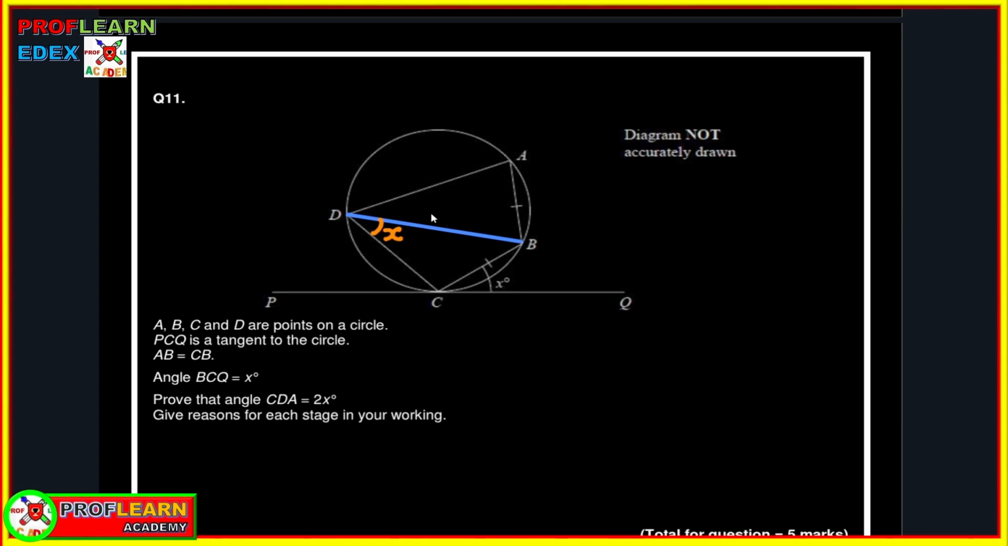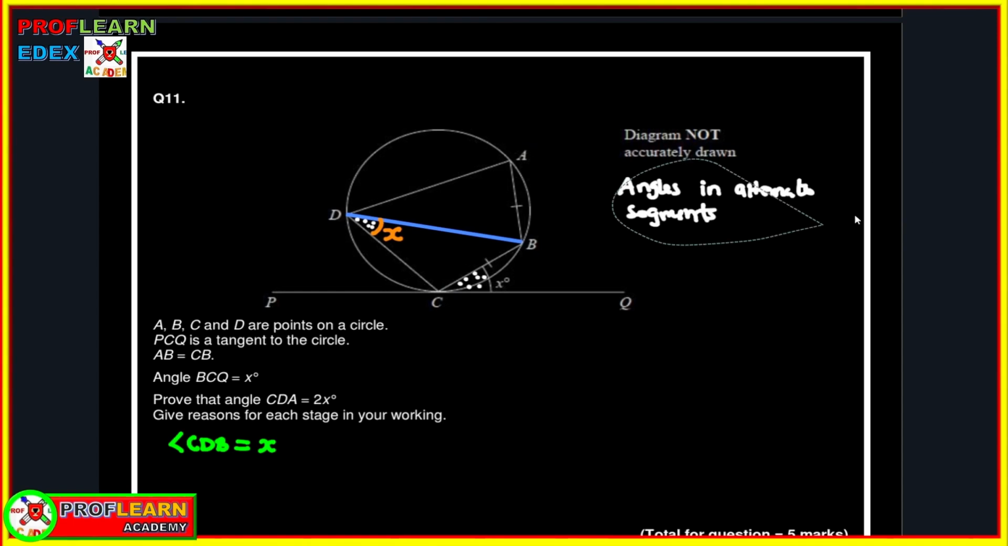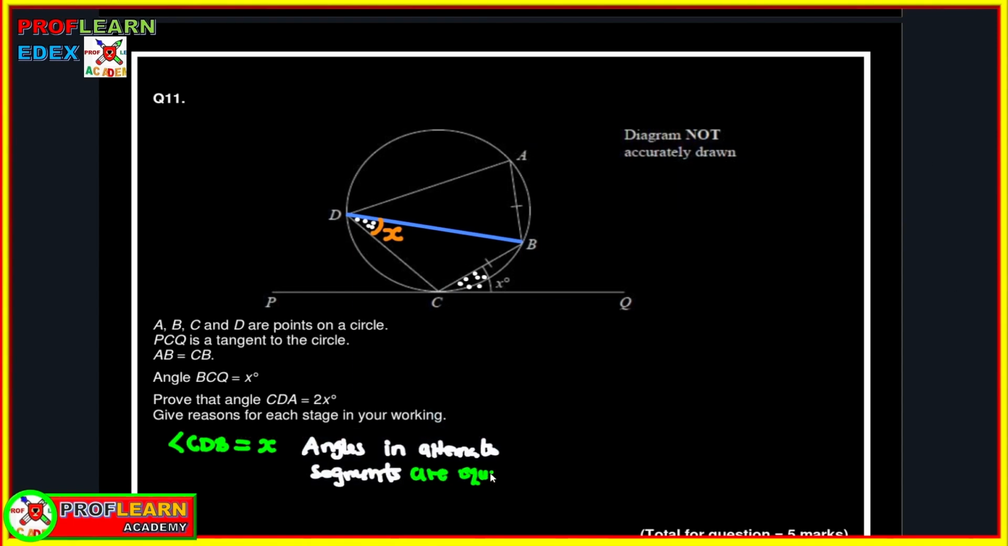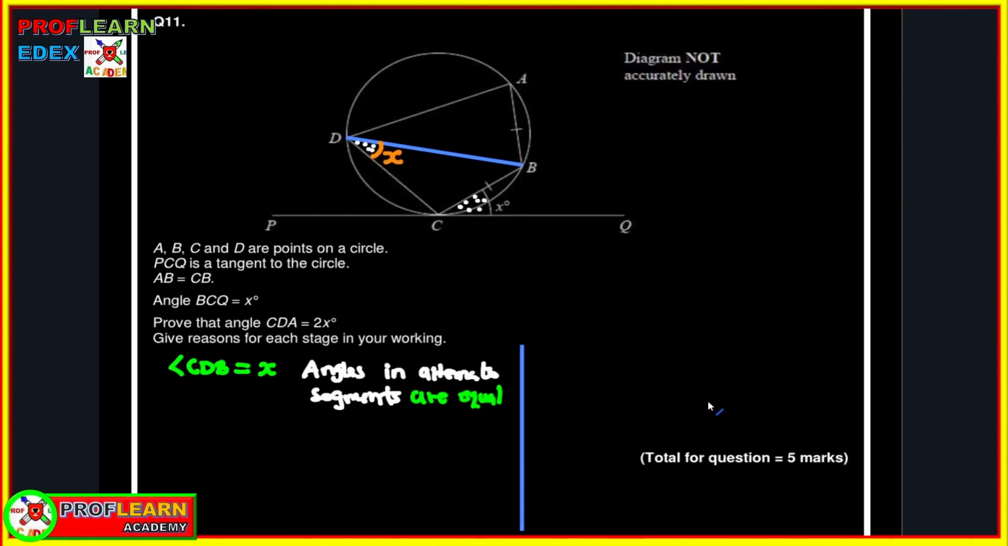So I need to take some time so that I can say that these two are equal because angles in alternate segments are equal. So I need also to go straight down so that I can write down here. I should move this so that I can write my steps. Yeah, reason: angles are equal.